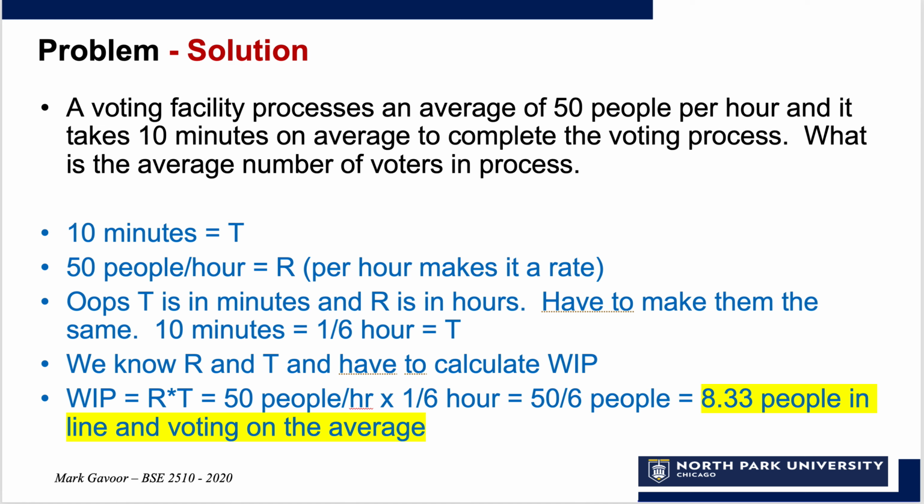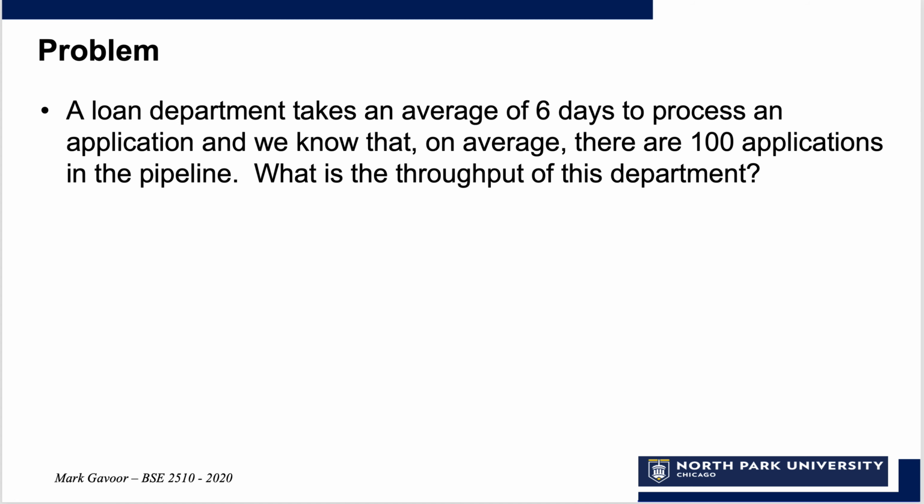We know R and T, therefore we have to calculate WIP. WIP equals R times T, so we have 50 people per hour times 1/6 of an hour, equals 50 divided by 6 people. The hours cancel each other. I have an hour in the numerator and denominator, they cancel. So I have 8.33 people in line and voting on average. There's 8 people either voting or in line waiting to vote at any given time. And again, this is on average.